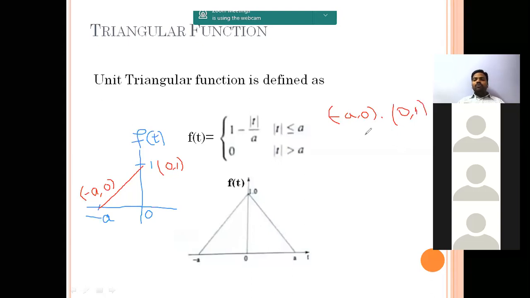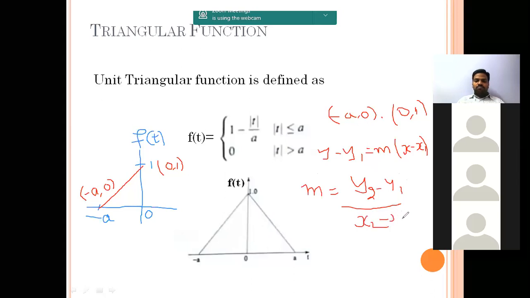How do you write down the line expression when it is passing through these 2 points? y minus y1 is equal to m, the slope, multiplied by x minus x1, where m is equal to y2 minus y1 divided by x2 minus x1. Clear? So how do you determine the slope of this one?